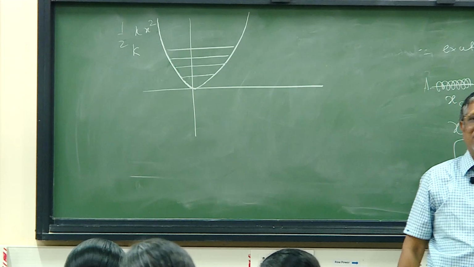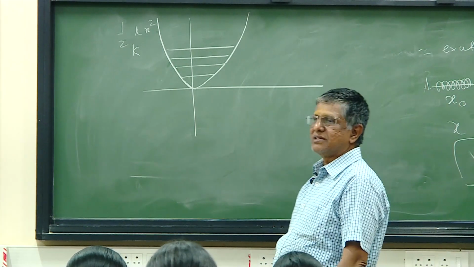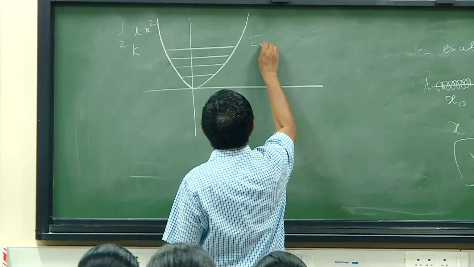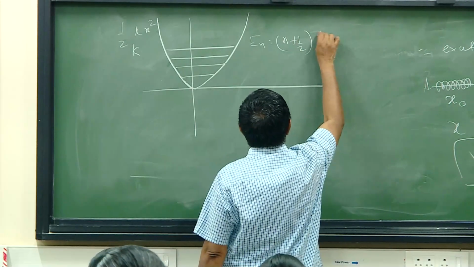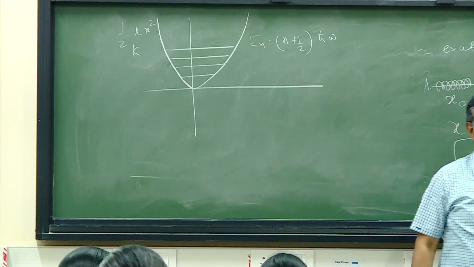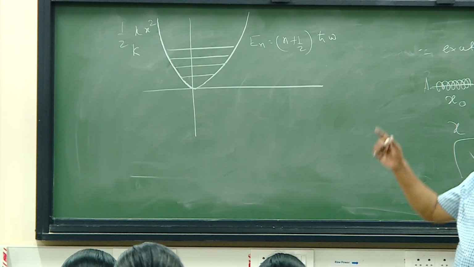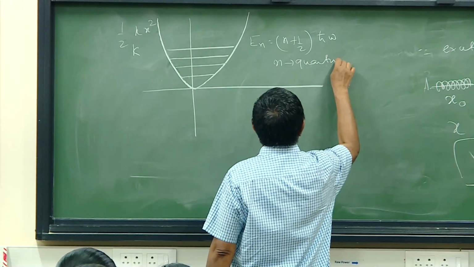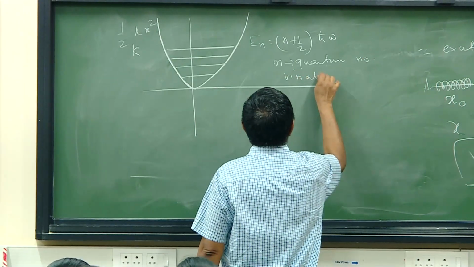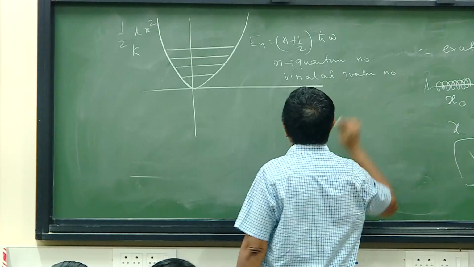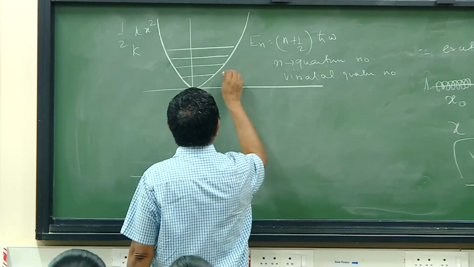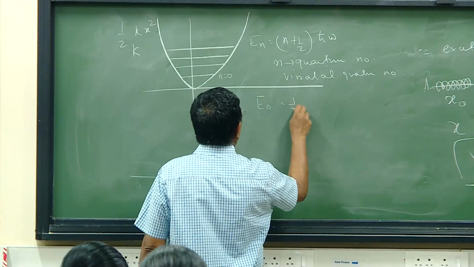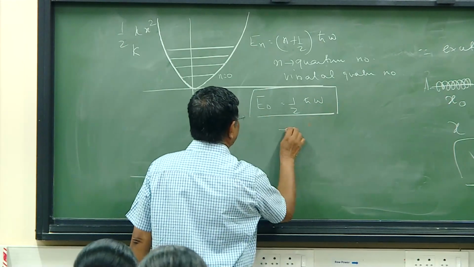Now, the harmonic oscillator energies are quantized. The energy E_n equals (n plus half) h bar omega. h is Planck's constant, omega is the frequency which we have seen here, and n is the quantum number, called the vibrational quantum number. This is n equal to 0. Even at n equal to 0, there is an energy. That energy is half h bar omega. This energy is called zero point energy.